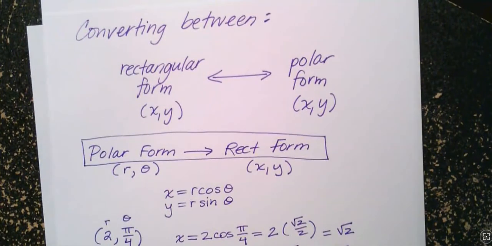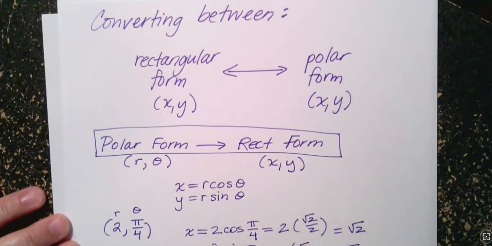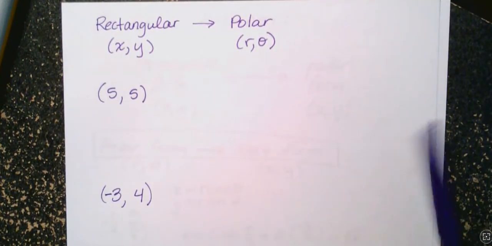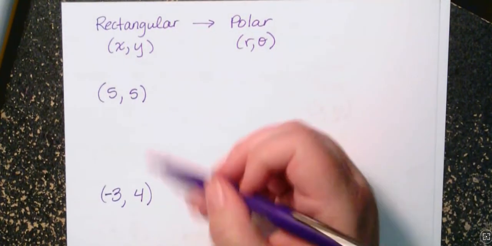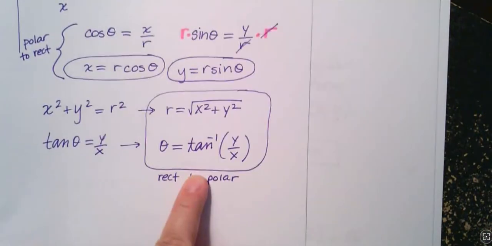We need to practice this, but we already practiced going from polar to rectangular. Let's practice going from rectangular to polar. So we're going to take a couple of sets of rectangular coordinates and put them into polar form. And remember that we just said we're going to use these formulas because this is how they relate.